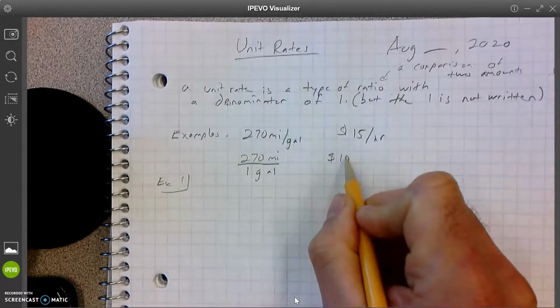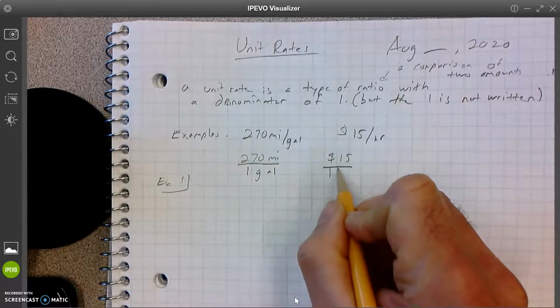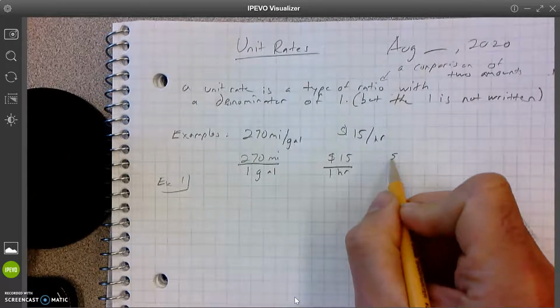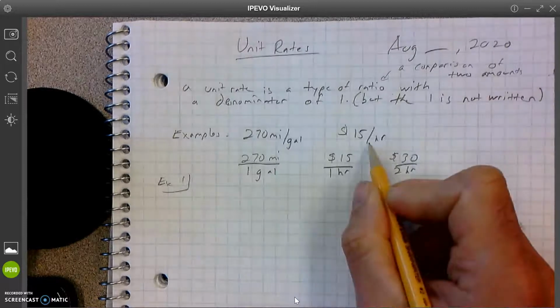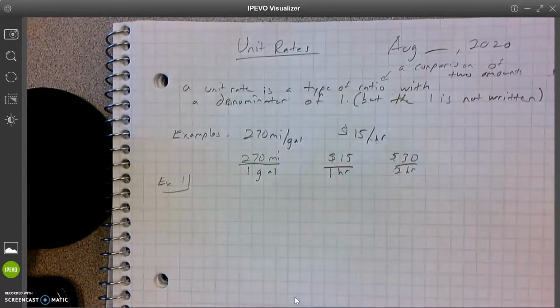So we have $15 for 1 hour. That's what it's talking about, $15 for 1 hour. That would mean if you worked for 2 hours, you would get $30. So $15 an hour would mean 2 hours, you make $30, etc. Okay, so let's see how this works, shall we?